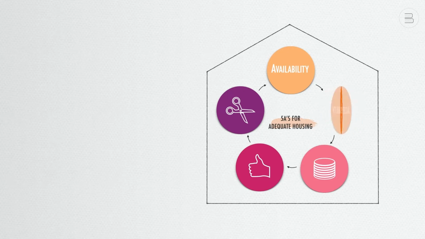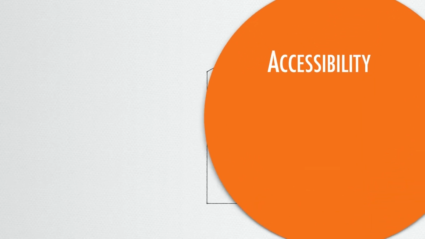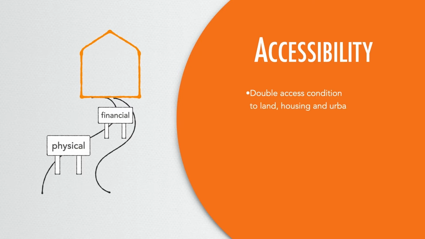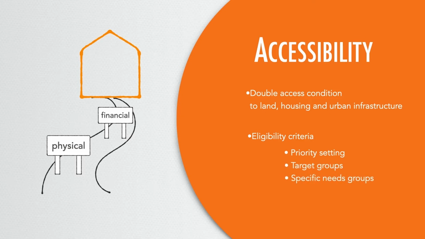So let's look into accessibility. Accessibility refers to the double access condition of physical and financial access. It is the access that a household has to land, housing, and urban infrastructure. Another aspect of accessibility, which is important to consider, relates to the eligibility criteria and allocation modalities. This refers to priority setting, target groups, specific needs groups, demand-driven models, and other modalities.